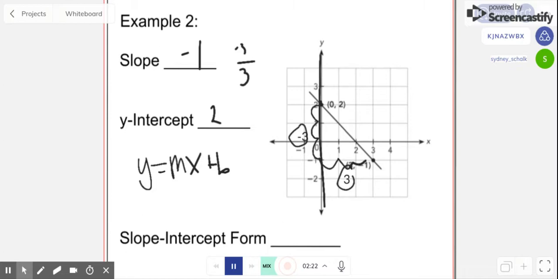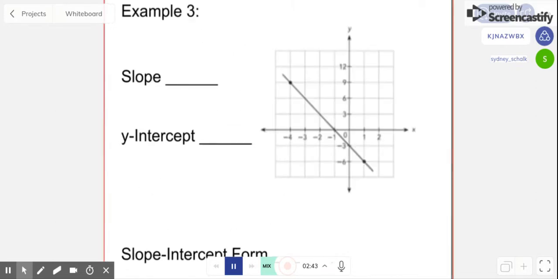So now I can just go ahead and plug in my slope and my y-intercept into my slope-intercept form equation, y equals mx plus b, and I get y equals m, which is negative 1, times x plus 2. And I can rewrite that as just y equals negative x plus 2, since we don't necessarily need the 1.